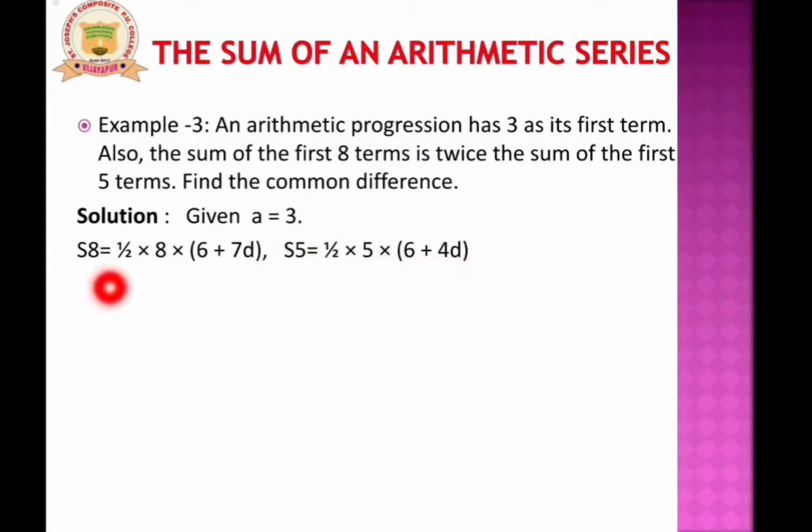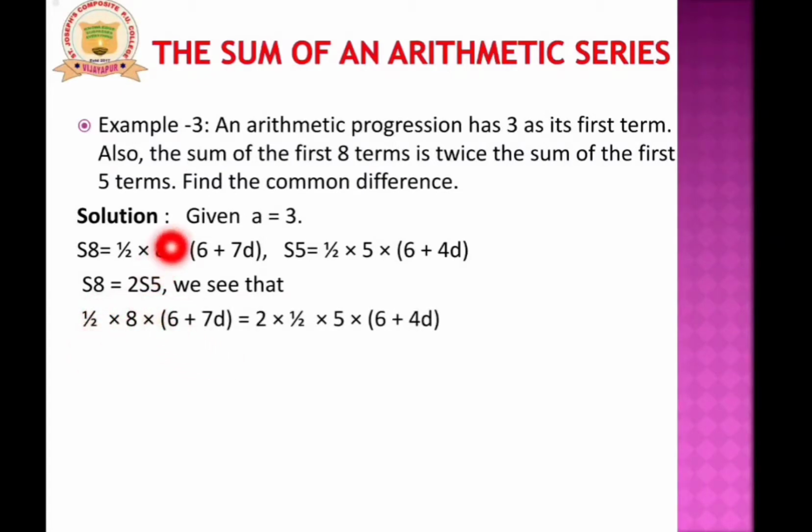So here we got the sum of 8 terms and the sum of 5 terms, and the relationship between them is, see here, the sum of first 8 terms is twice the sum of first 5 terms. That is, S8 is equals to 2 into S5. So now S8 as we already had, 1 upon 2 into 8 into 6 plus 7d is equals to 2 into 1 upon 2, that is S5, into 5 into 6 plus 4d. Now solve this.